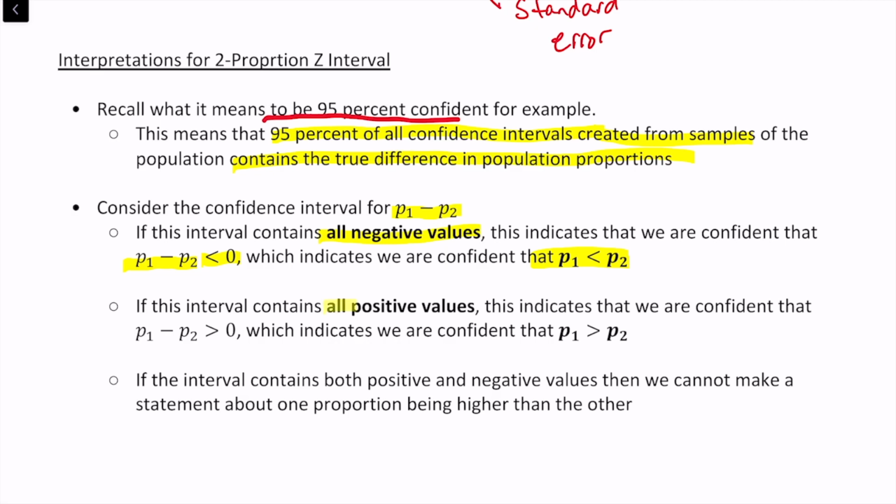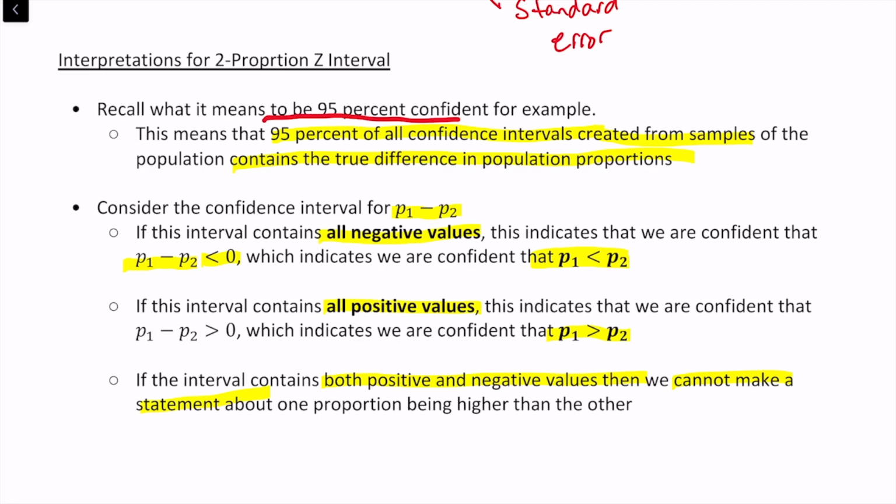The flip of that, if we get all positive values in this confidence interval, we're saying that P1 minus P2 is greater than 0, which means that we are confident that P1 is greater than P2. That's the difference. Okay, so if you get all negative values, you're saying that P1 is less than P2. If you get all positive values in your confidence interval, you're getting P1 is greater than P2. And then if you get in the scenario where you get both positive and negative values in the confidence interval, then we really cannot make a statement about one proportion being higher than the other. Okay, so we can only really make a strong statement if we have all negative values or all positive values.